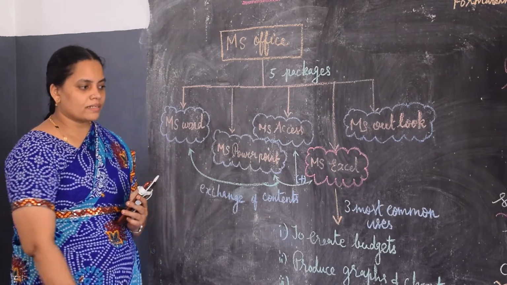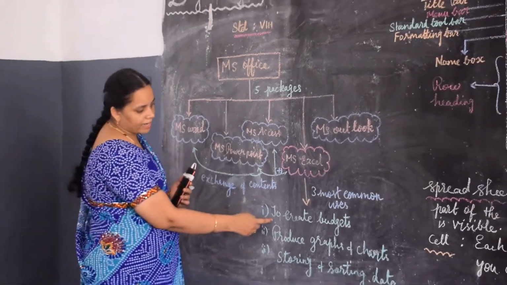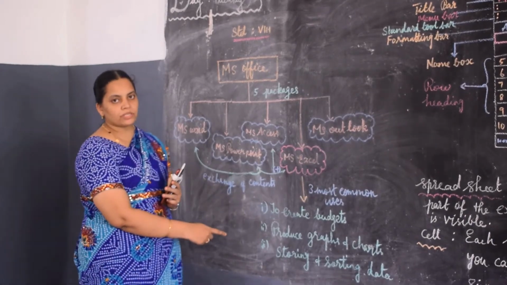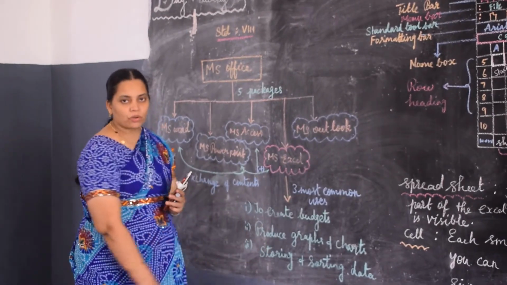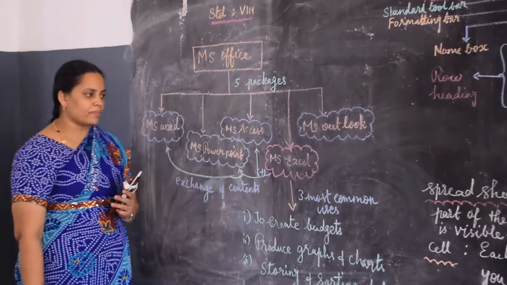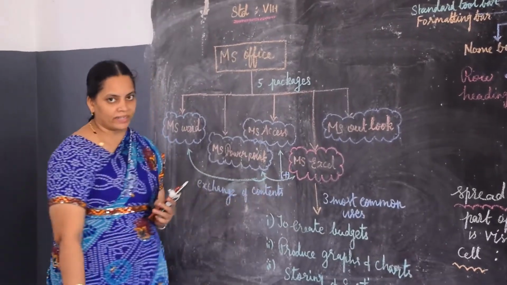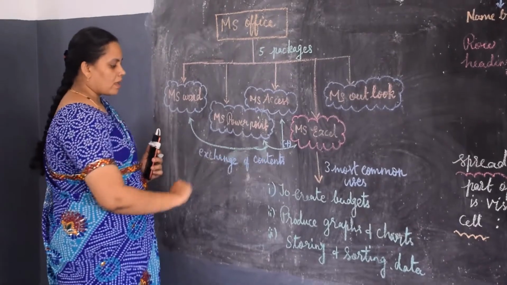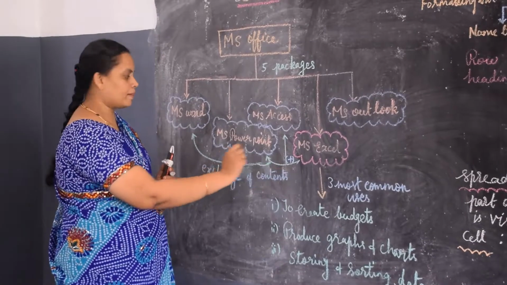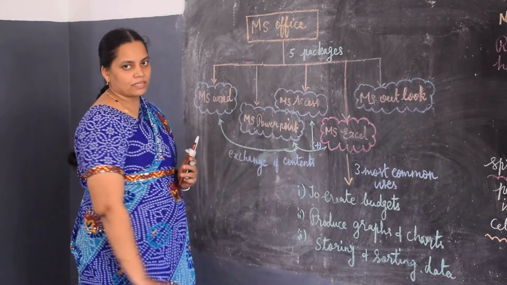Here MS Excel has 3 most common uses. First, it is used to create a budget, produce graphs and charts, and store and sort data. So these are the 3 most common uses of MS Excel. And this MS Excel software has one plus point. That is, we can exchange contents between MS Excel, MS Word, MS PowerPoint and MS Access.